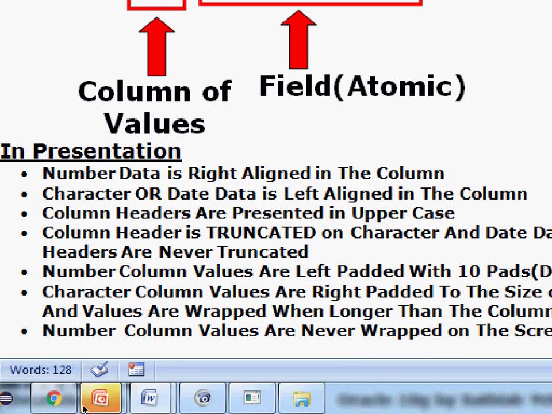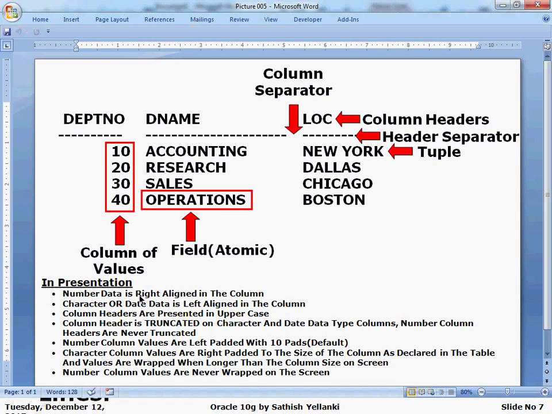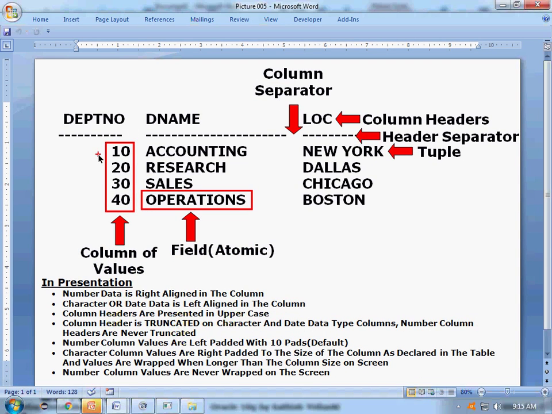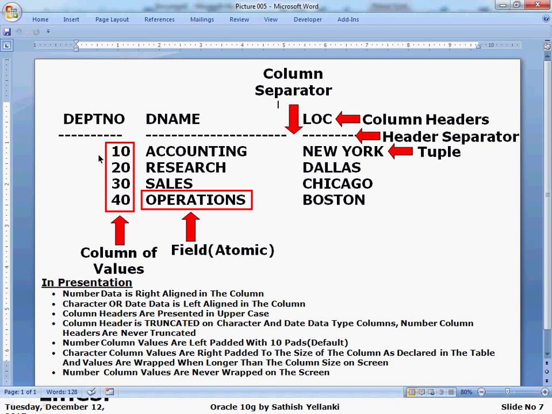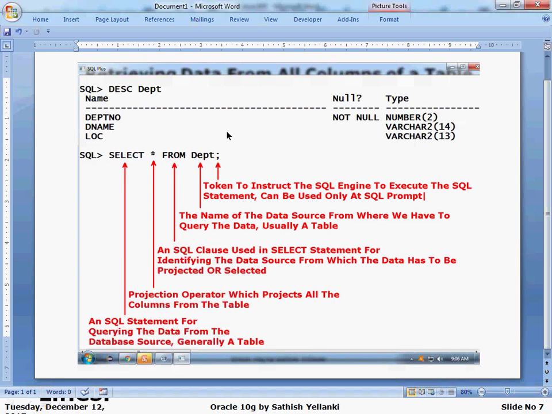Column headers are truncated on character and date data but not on numbers. You will understand this at a later stage. Let us not worry about that immediately. Number columns are operated by left padding. Now whenever you are talking about left padding, how many pads will come? From the left side, total number of pads are 10. So as many digits as are there, they are occupied and the remaining will be spaces.